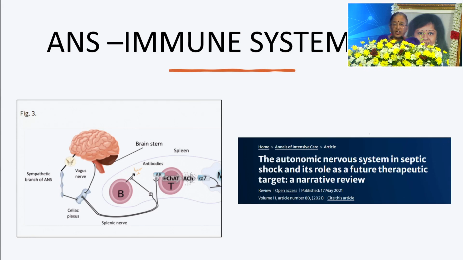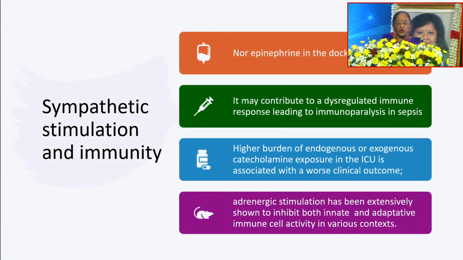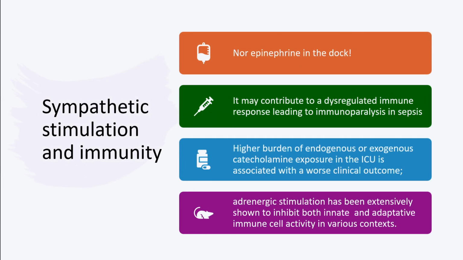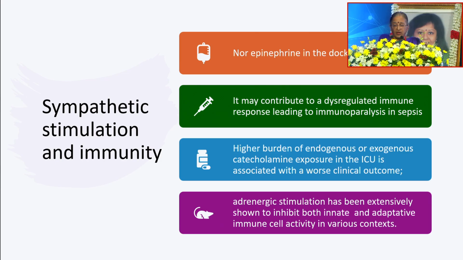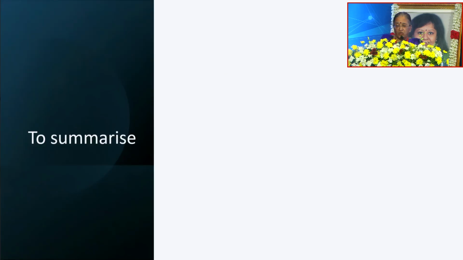There are new horizons that have come up, that is the autonomic nervous system and immune system link. They have shown that the cholinergic is an anti-inflammatory pathway, and many immune cells express adrenoreceptors. So noradrenaline has been somewhat put in the dock and it is said that it may actually increase your dysregulation of the immune system. And this is why other drugs have come in, like beta blockers. There is a review with ivabradine, and also transcutaneous vagus stimulation is also known.